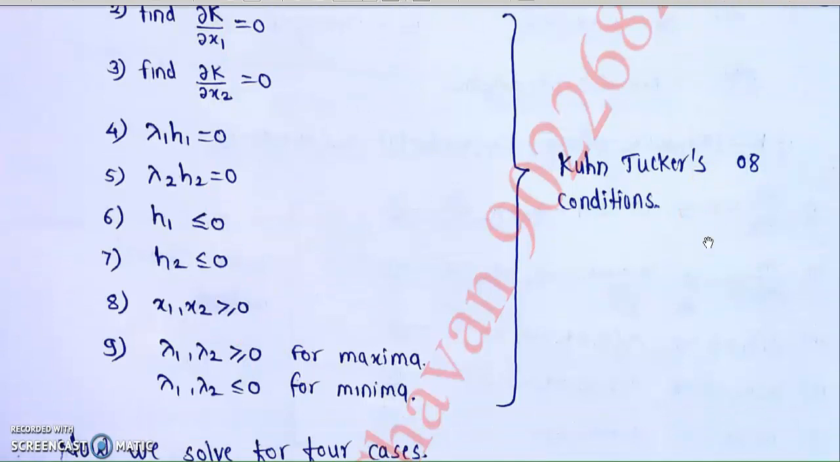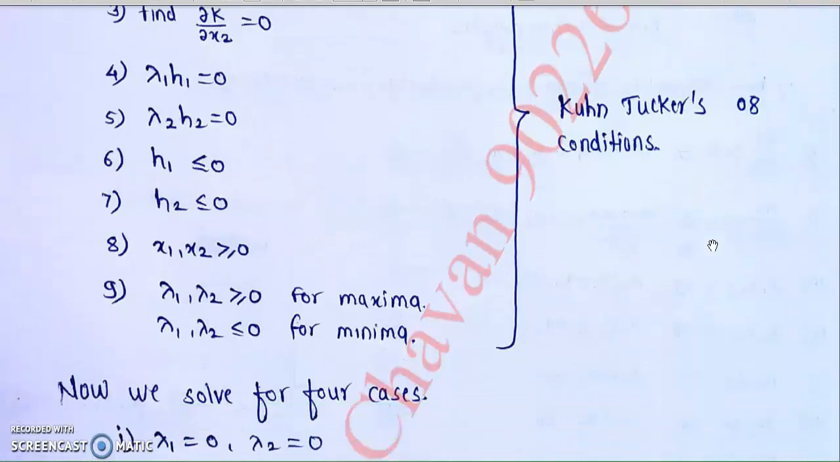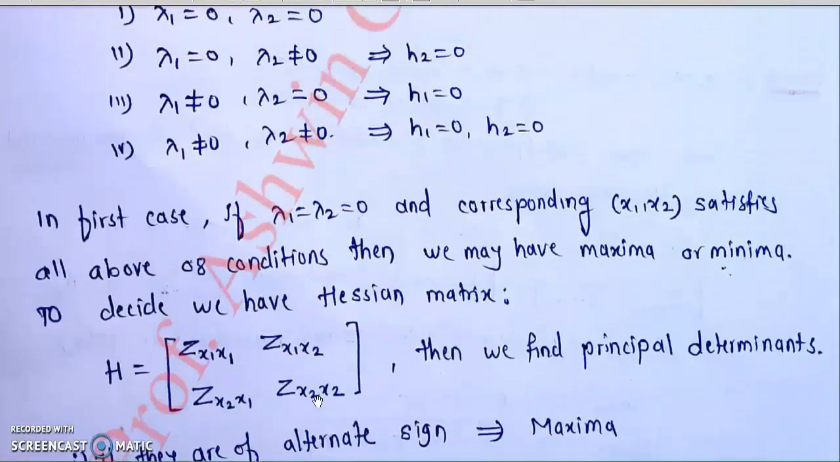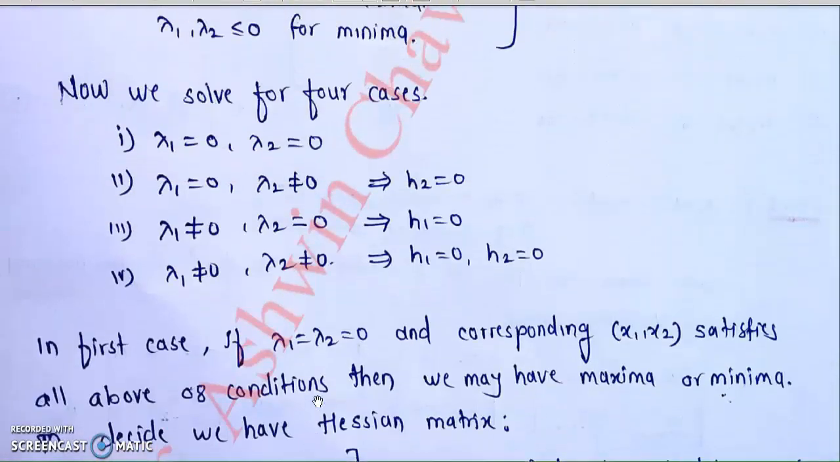Now with the help of an example, we discuss all these conditions, and we solve 4 cases here. First, if both lambda 1 and lambda 2 are 0. Second, lambda 1 is 0, lambda 2 is not. Third, lambda 1 is not equal to 0, but lambda 2 is 0. And fourth, if both are non-zero, what will happen? Before that, as we have already discussed, if both lambda 1 and lambda 2 are 0, then the corresponding x1 and x2 satisfy all the above 8 conditions.